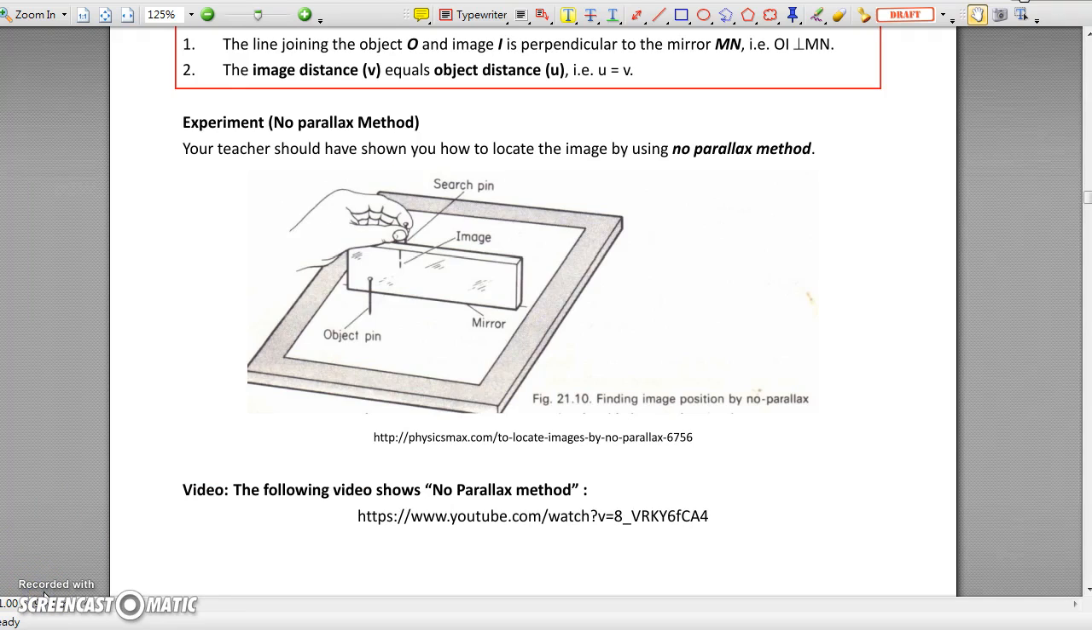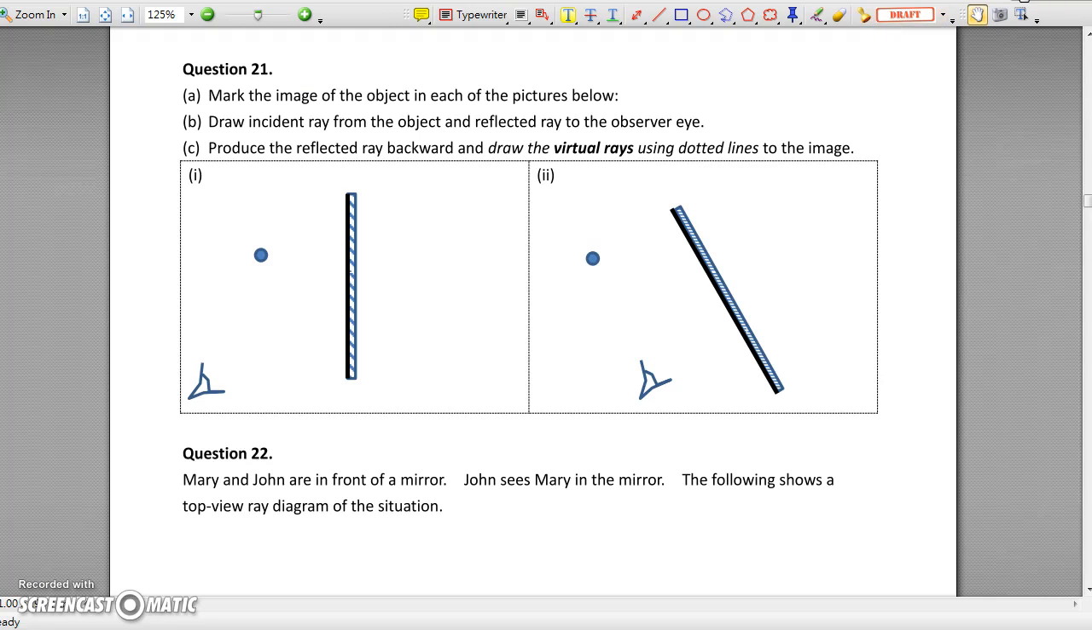When you have finished your own experiment, your teacher will be pleased to show you another way to locate the image. This is called the no parallax method. So what are the uses of the two conclusions we just mentioned? Let's now try question 21.